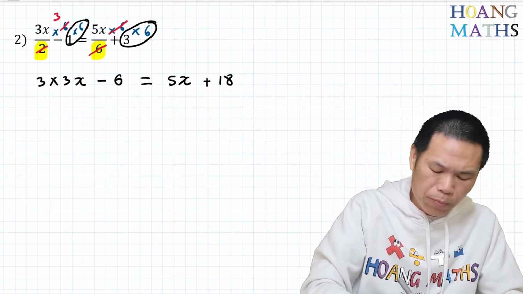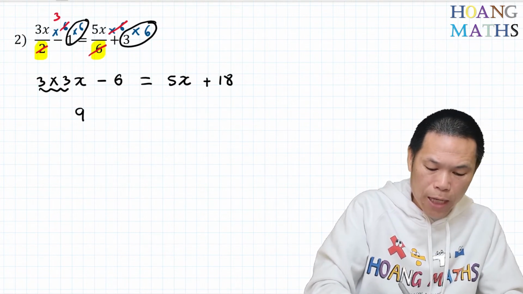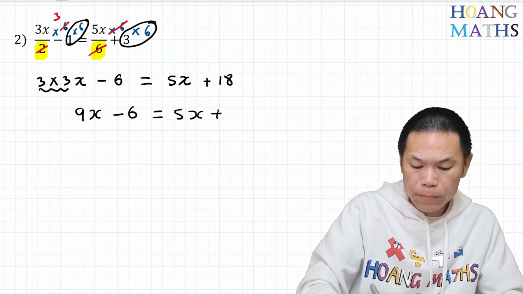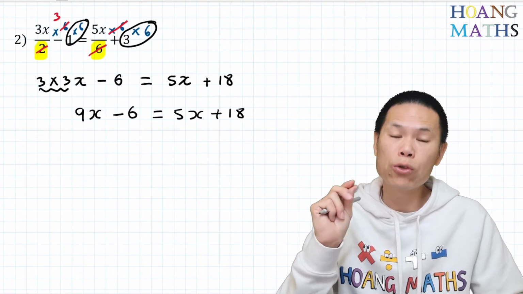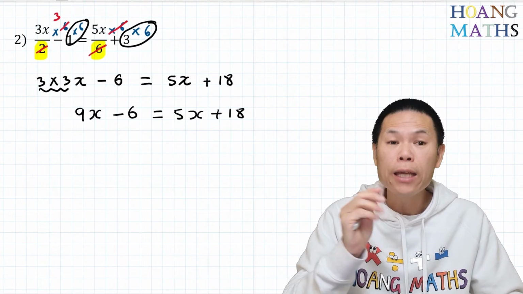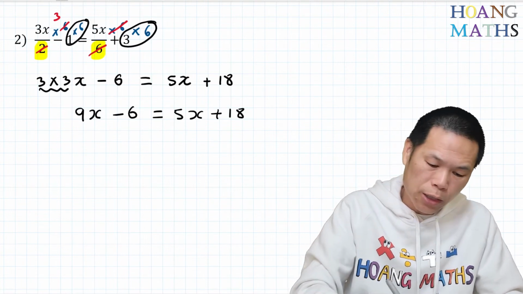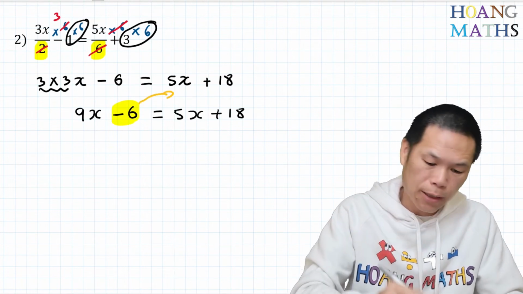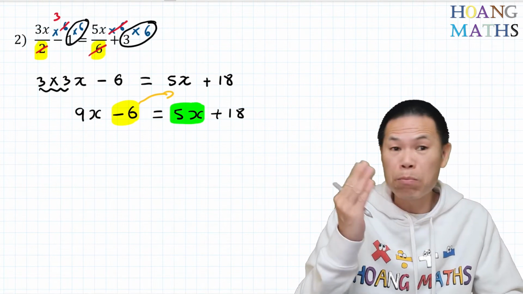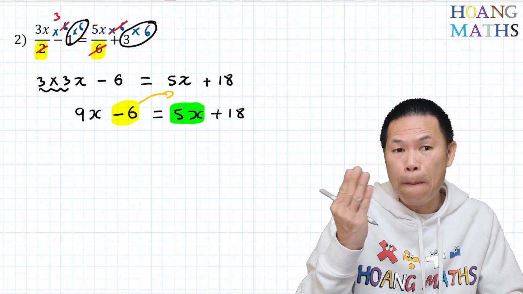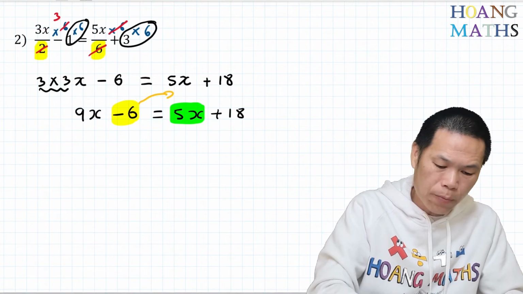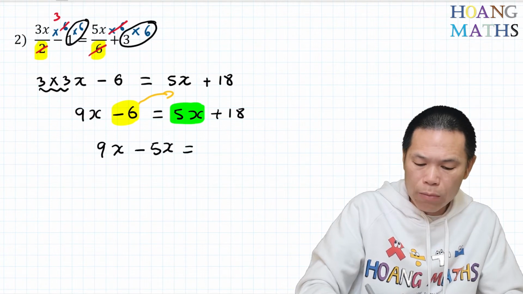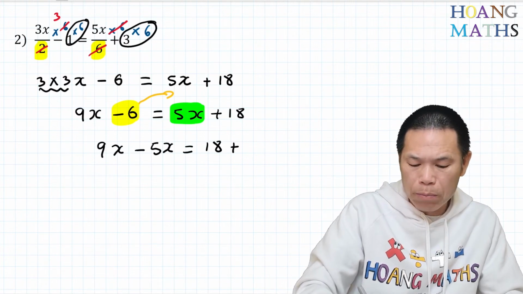So let me just tidy up first. So you got 3 times 3 is 9. And the 6, I write it down. And I just copy on the right hand side. So there you go. So what I do now is I just move x on one side, numbers on the other side. So this minus 6 here, I move on that side. So it should give me plus 6. And we have 5x. That means positive 5x. I move on that side becomes minus 5x. So I just write this down. So we have 9x minus 5x. So that gives me 18 here. I move this, so it becomes plus 6.